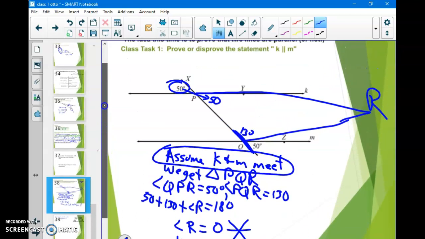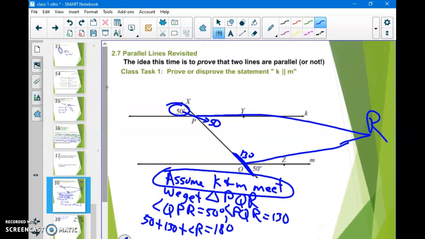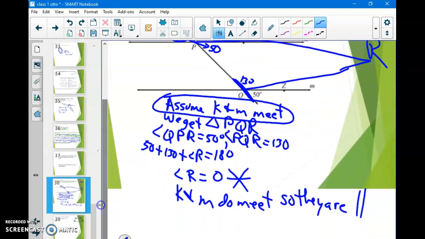That is a proof by contradiction, just in case you were wondering what that was. We assume one thing, we work until we contradict the thing that we said, and so then it has to be the opposite. If they don't meet, the opposite of that is that they do meet, and we proved that they do meet is wrong, so that now we know that they don't meet.